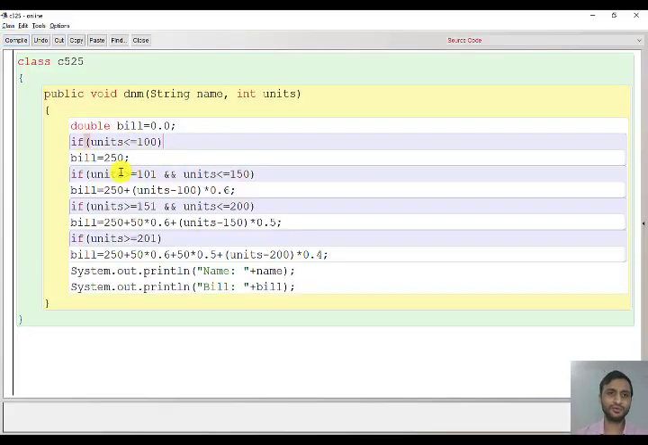180 less than 100, no. 180 greater than or equal to 101, true. 180 less than or equal to 150, false. So this is false. 180 greater than 151, true. 180 less than or equal to 200, true. So this will be executed.